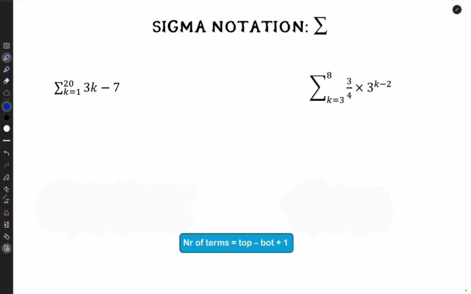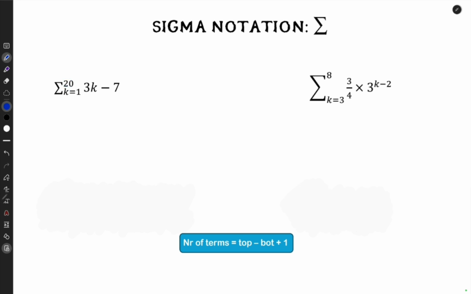So how does sigma work? There's 3 components that you need to identify. And if you know how to use them, it's very easy. So the first thing, there's always going to be a bottom number. So in this case, k is equal to 1. So that is my variable and the bottom number. Then the 20 is the top number. So I'm going to talk about that later, but just always look out for those 2.